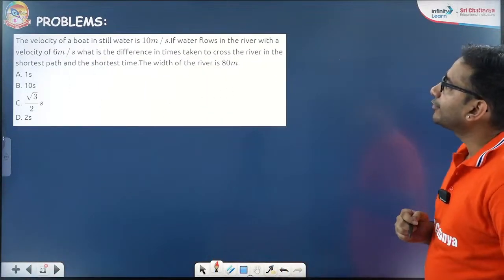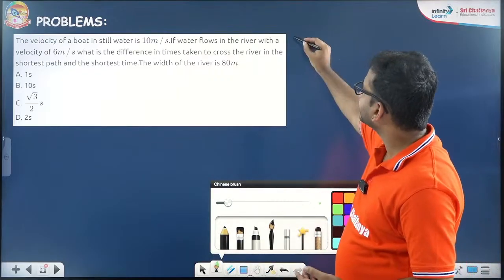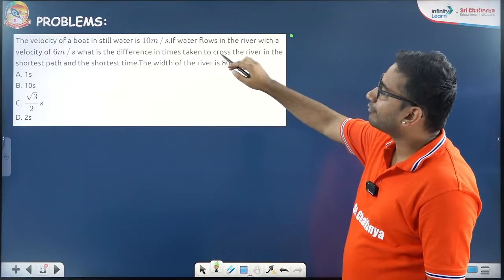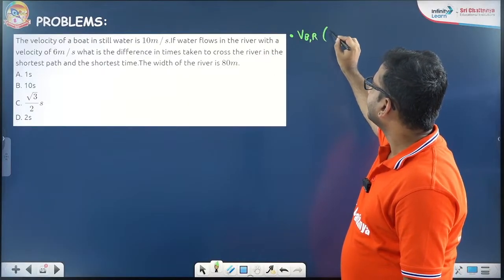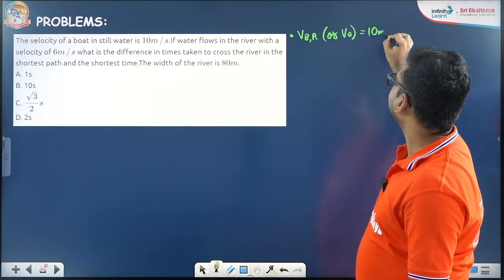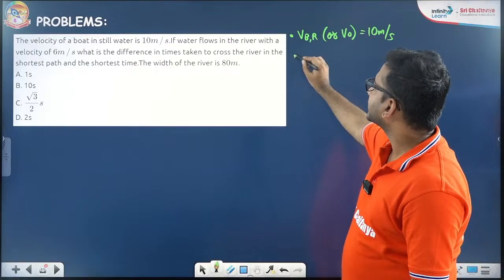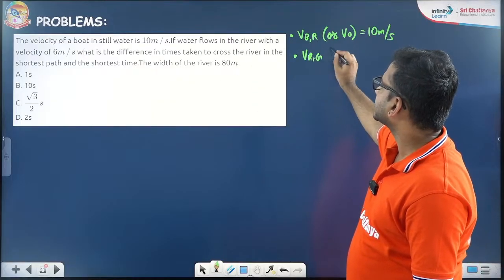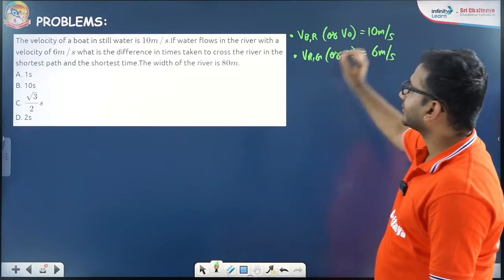The velocity of a boat in still water is 10 meter per second. I'll keep writing the information provided. The velocity of the boat in still water, which is the velocity of the boat with respect to the river, V naught, is equal to 10 meter per second. If water flows in the river with a velocity of 6 meter per second, the velocity of the river with respect to ground, U, is equal to 6 meters per second.